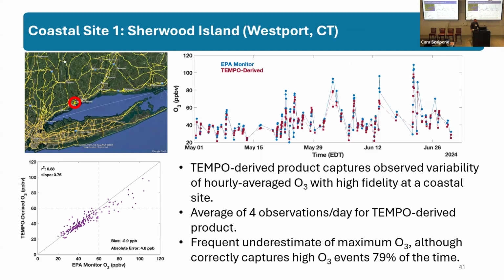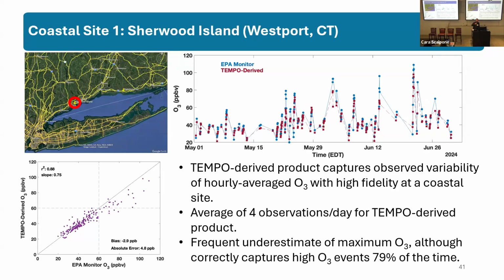So she gave us a good look into what's going on in Connecticut. I apologize that this is very Northeast focused. We are looking at other parts of the country as well. But this is that Westport site that she was talking about earlier. You can see that there are plenty of days where we have very high ozone. And I was actually quite surprised at how well we're doing at this one particular site.